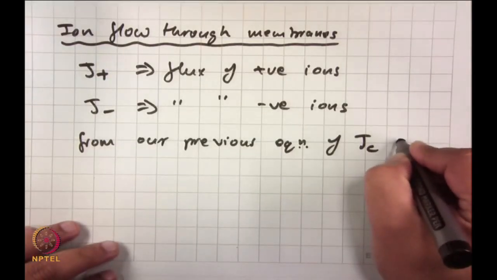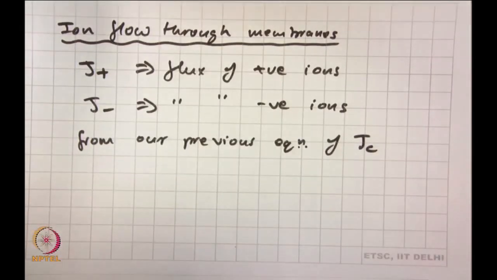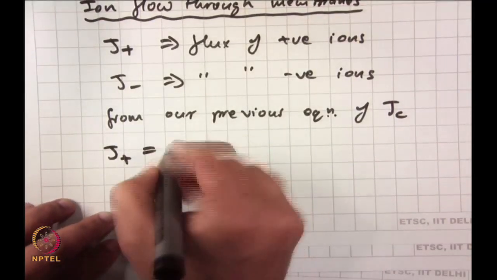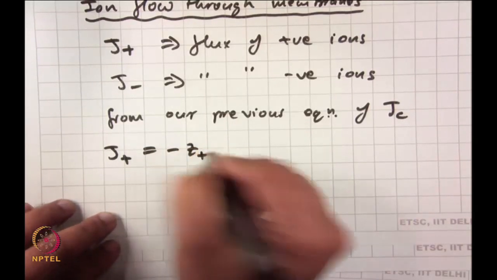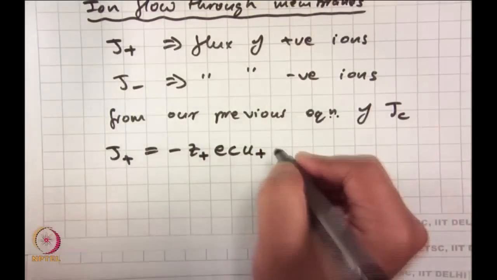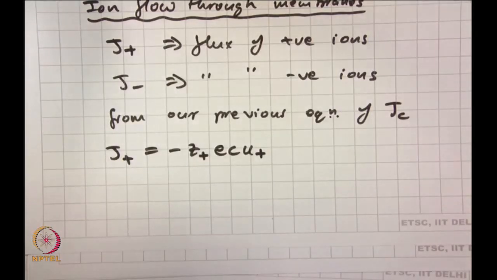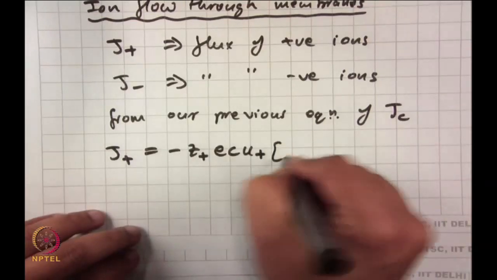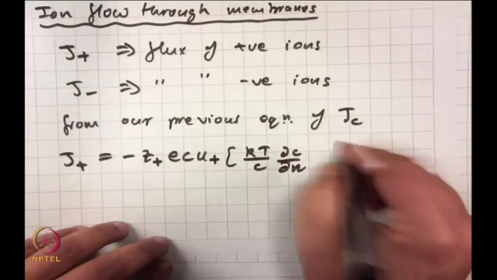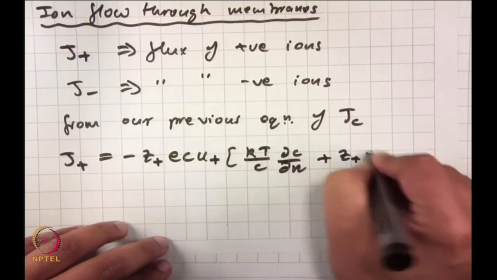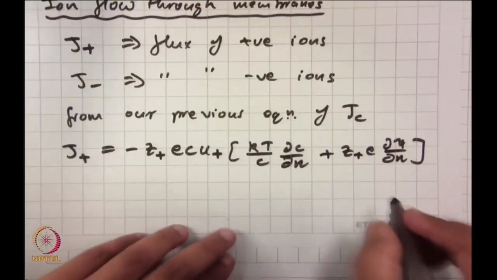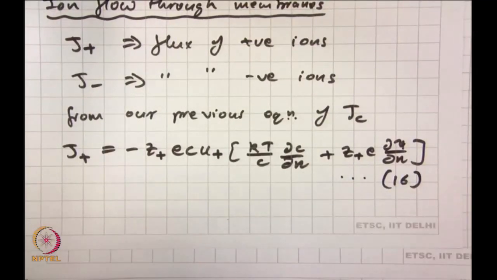I will not put the number out here, because I am just going to write it a little different. So, then I can write J plus is equal to minus Z plus e C U plus, because U plus means I am talking about the mobility of the positively charged ion, right. Then kT over C del C over del x plus Z plus e del psi over del x. Okay. So, if this we label as 16, then what will J minus be?